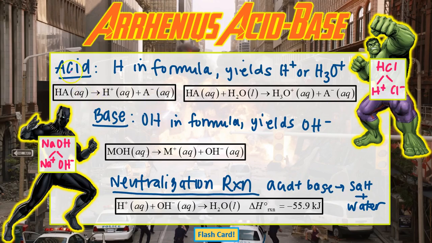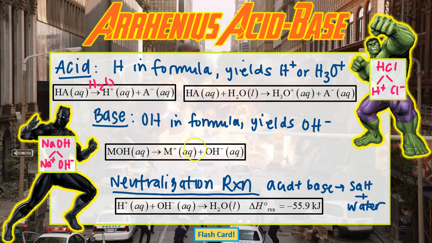Now let's go ahead and look at some actual reactions here. We have HA, which is going to represent the H that is in the formula, and then we have A here for the acid. It's going to break down to H plus and A minus. Of course, here it does not show that it's being mixed with water, but it is being mixed with water.